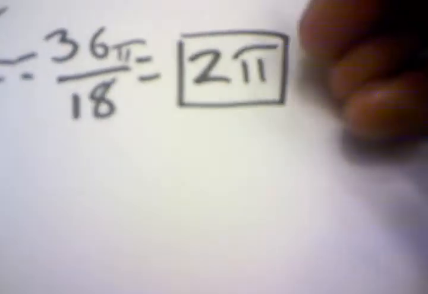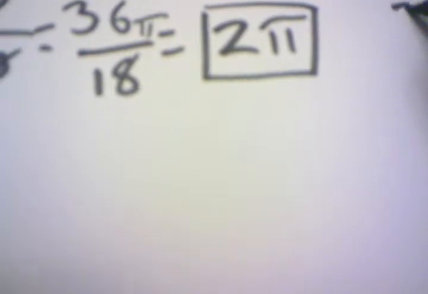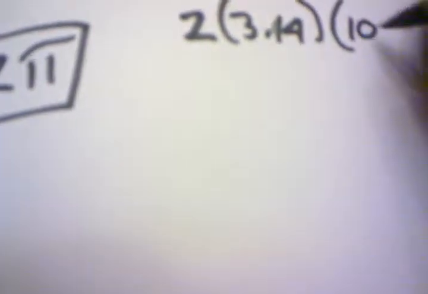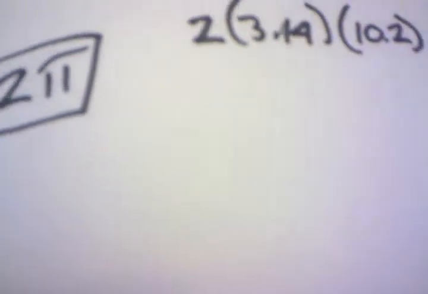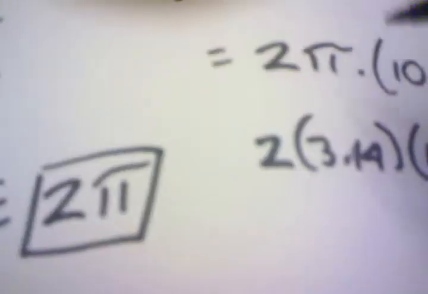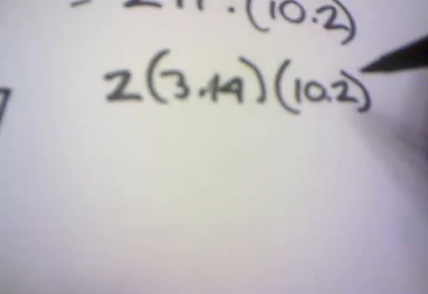So two times 3.14 times 10.2. I'm going to do the math. And then you're going to come up with 64.05.